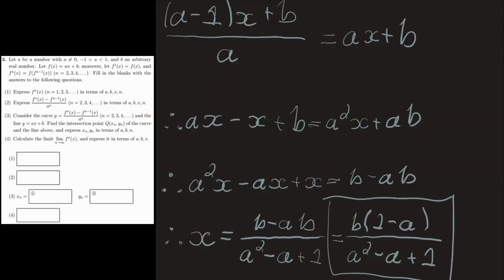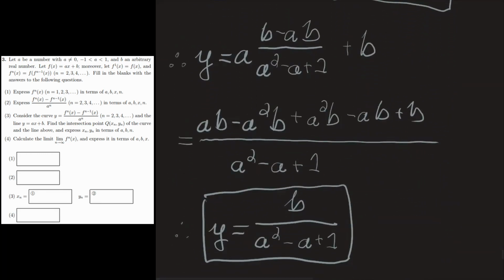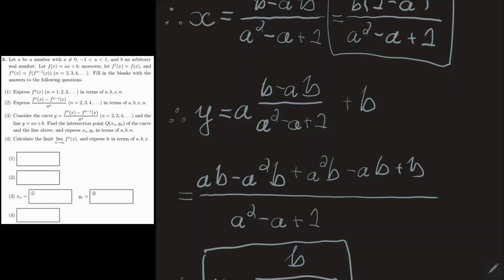So now we need to solve for the y value. And to do that, we're just going to take the equation of the line, and we're going to sub in this x value that we just found for the x value in our line.